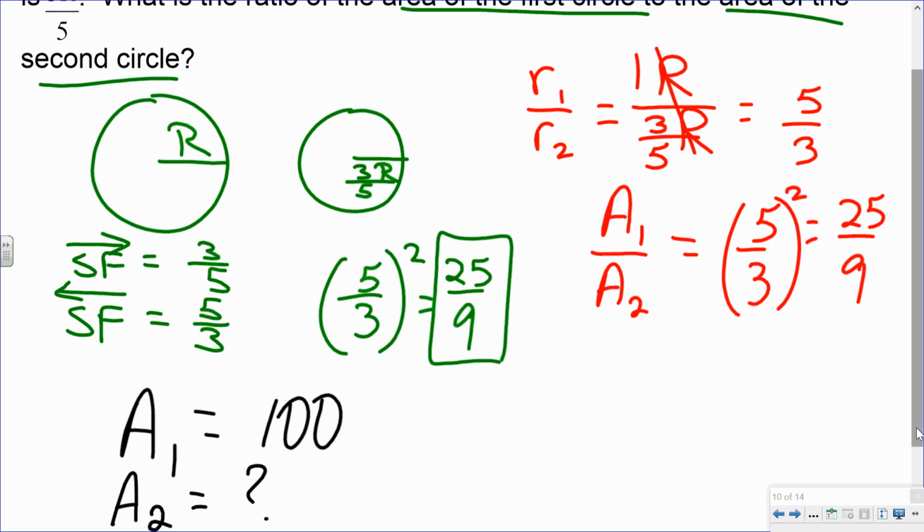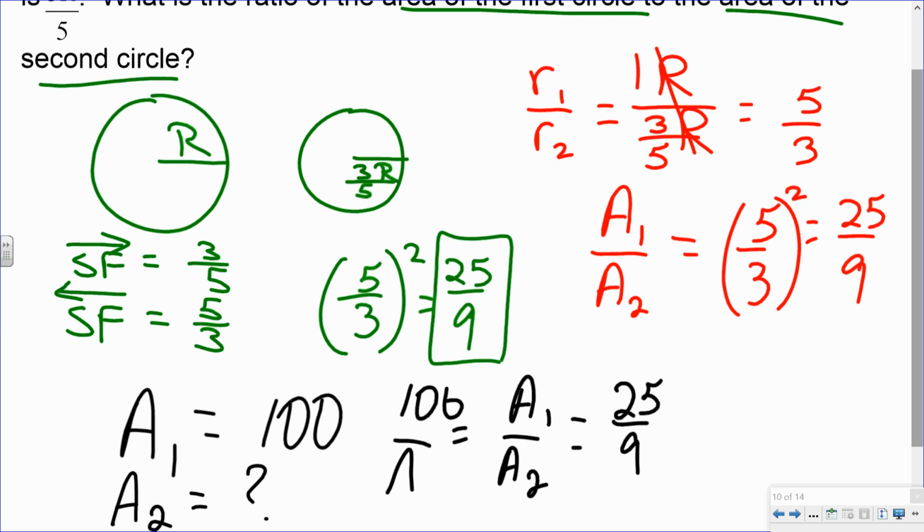So jumping? Got an idea? You have an idea? You could do 100 over A2 equals 25/9. Okay, we already know A1 over A2 is 25/9, and we know A1 is 100. So we could just do our cross product, or we could say 25 times 4, 9 times 4, A2 is 36. Would be one way that we could do it, and then it would be some kind of unit squared.